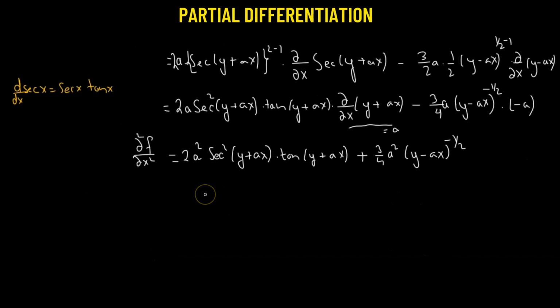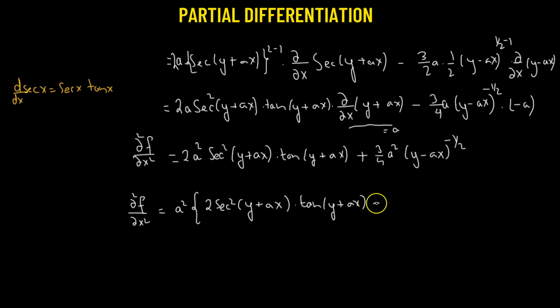What we'll do, we'll take a squared as the common factor. We'll have the second partial derivative of f with respect to x equal to a squared multiplied to 2 times secant squared of y plus ax multiplied to tangent of y plus ax plus 3 over 4 times y minus ax whole raised to the power of negative half. Now let's set this aside. We are going to use it in the next step. We're going to label this as number 1.